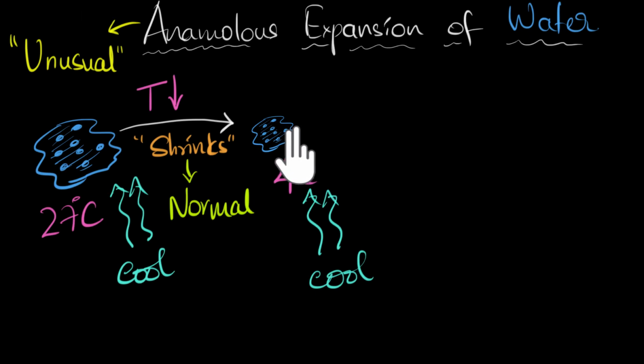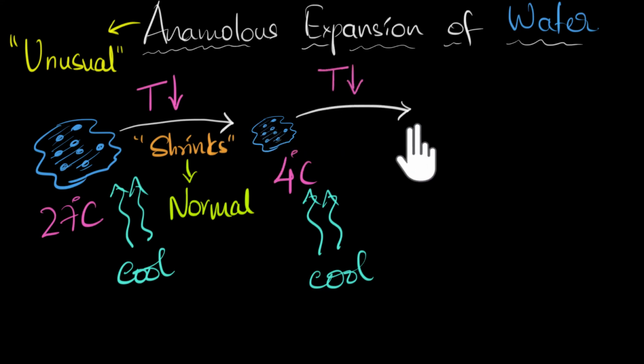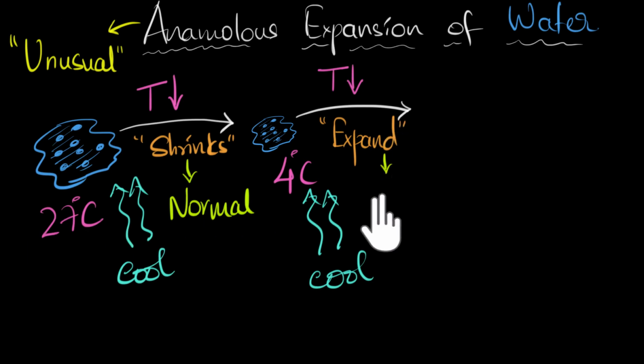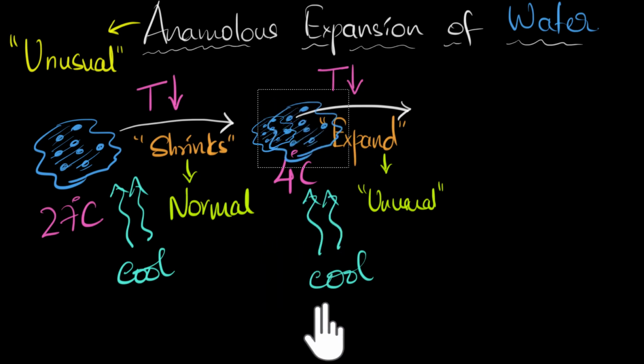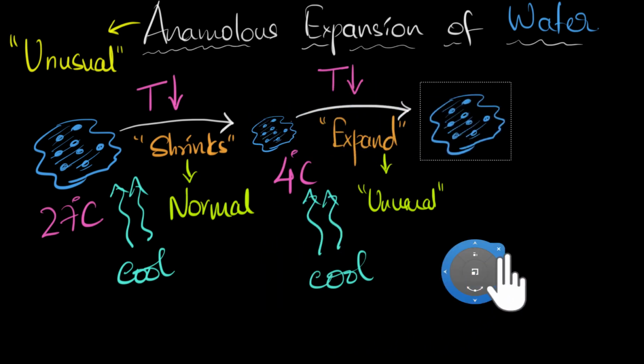Instead, it expands. And that is what we call the anomalous expansion. Again, let's write that down. If you further decrease the temperature, we would expect the water to continue shrinking because that's normal behavior, but it doesn't. Instead, you will see it expanding. And this is very unusual. We don't expect this to happen, right? So let's write that down. We would expect the water to shrink further, but it doesn't. Instead, it expands. Again, I've exaggerated it for effect, but you get the idea.